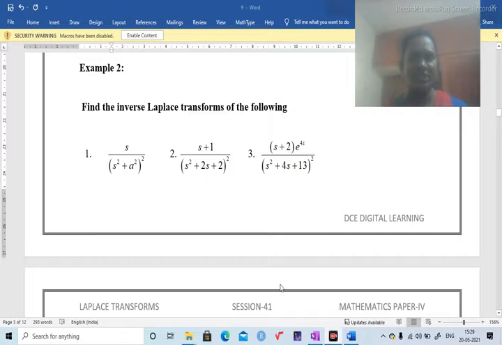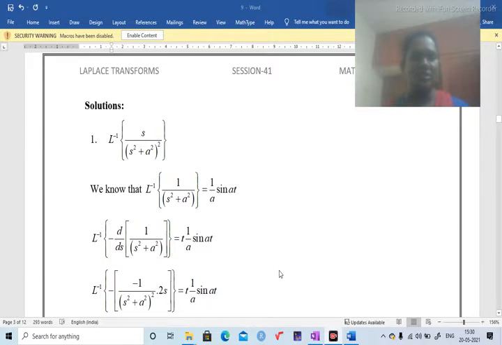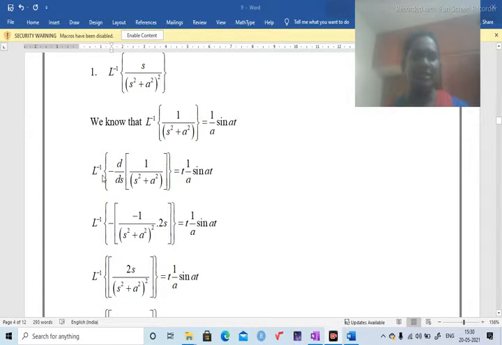Next set of questions. Here also I am going to find the inverse Laplace transform. So first question, L inverse of s by s square plus a square whole square. We know that L inverse of 1 by s square plus a square is sin at by a. So L inverse of minus d by ds of 1 by s square plus a square is equal to t into 1 by a sin of at, by using the formulas which I already discussed at the starting.